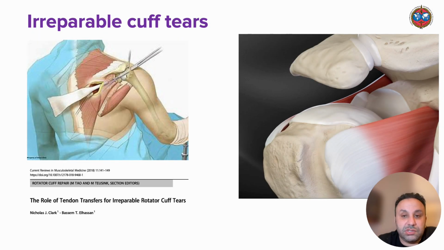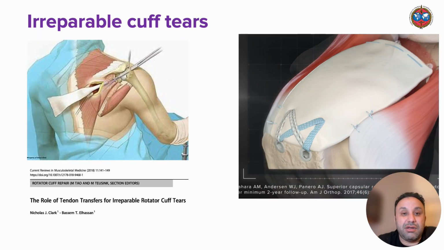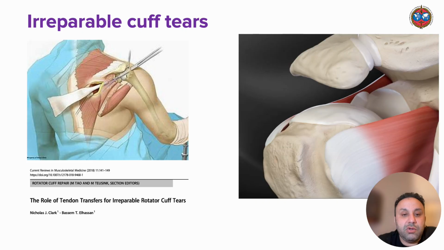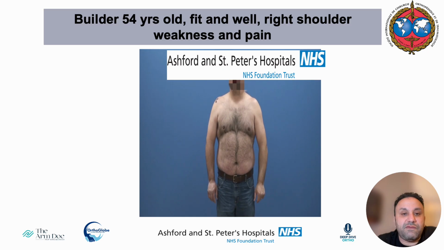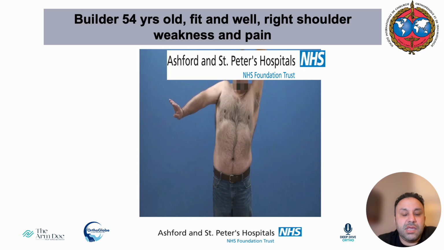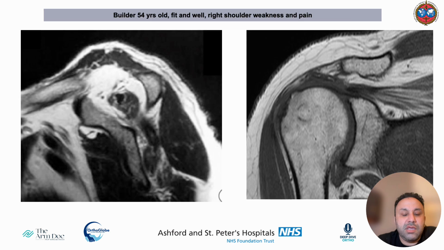In managing these issues, what about if the tendons are irreparable? We have different options. This includes superior capsular reconstruction and my preferred option, which would be a tendon transfer. So if you look at this patient who's 54 and a builder, we've done an MRI scan and there were no tendons remaining.